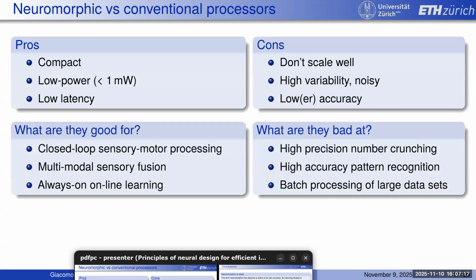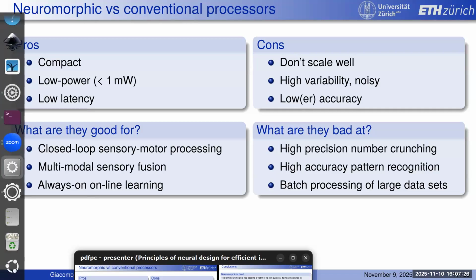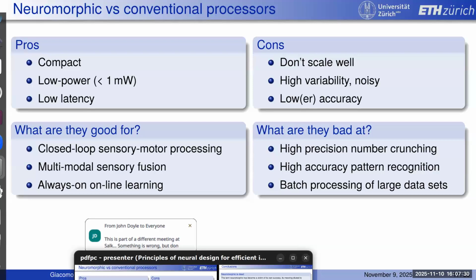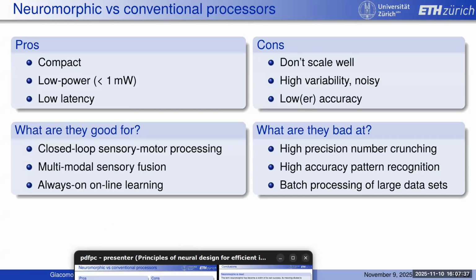So they're not meant to replace GPUs. They're meant to complement them in places where GPU is overkill, and maybe it's just burning too much power. So they're good in closed loop sensory systems. They're good in multimodal sensory fusion. Any signal that can be converted to spike can then be classified, whether it's auditory, visual, pressure, temperature, IMU, and so on. And you can use them for always-on learning. So you can have learning always on without worrying about power consumption.